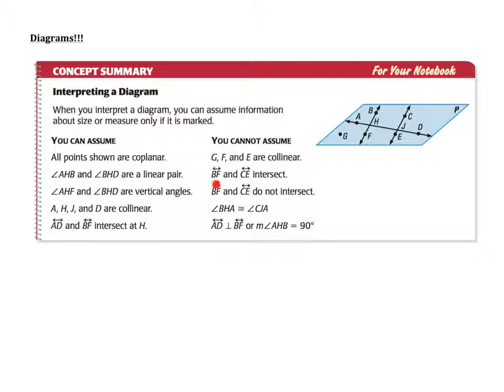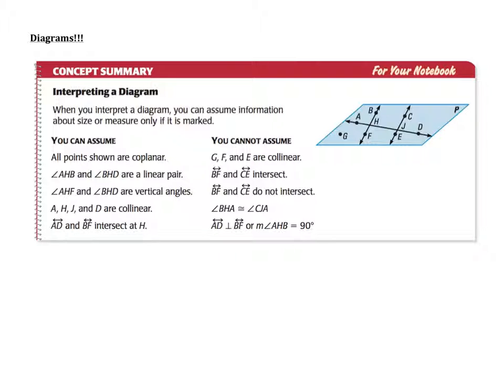Next, we have line BF and line CE intersect. If we look at this, we have line BF and line CE. We are not shown that these two lines are intersecting. We also cannot assume that if I keep extending this one this way and this one this way, they will eventually intersect. For all we know, they might be parallel. So if they don't intersect in the diagram, I cannot assume that they will eventually intersect.